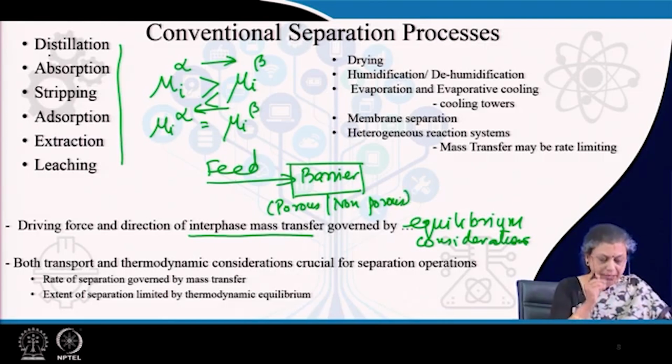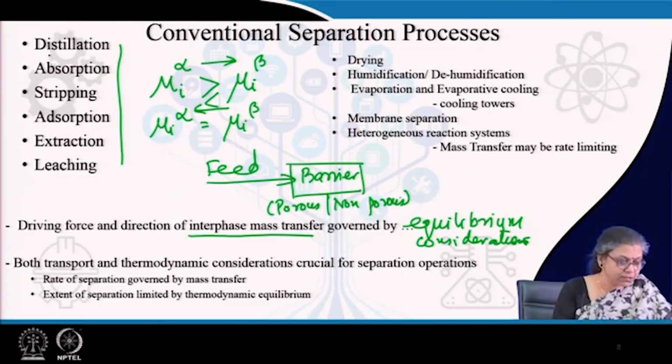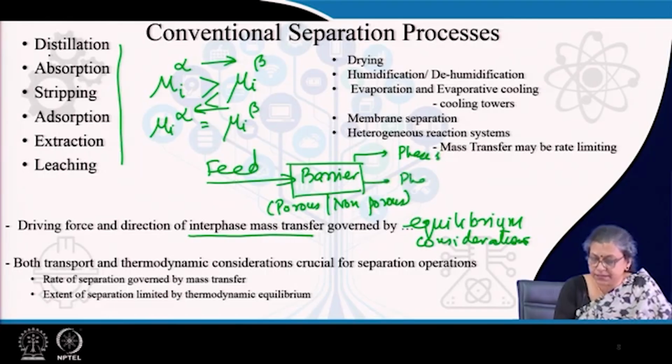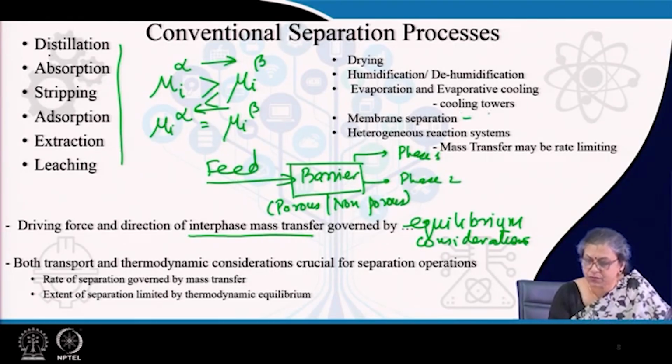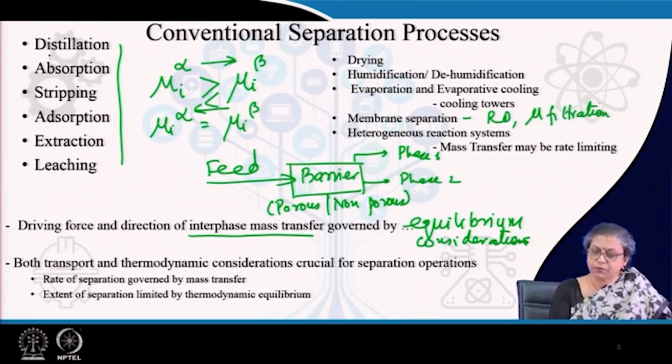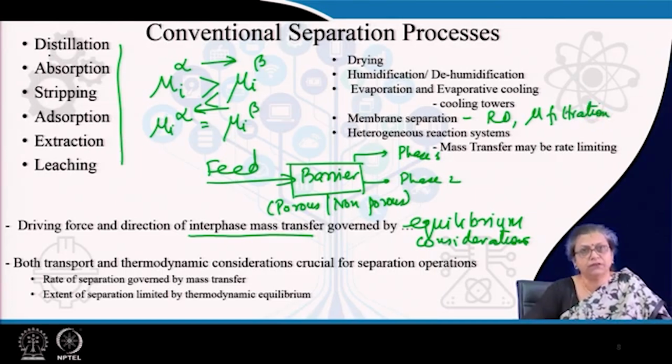This particular barrier either restricts or enhances the movement of certain species with respect to other species, and accordingly we get a phase 1 and phase 2. But again, among these membrane separation processes, we can have reverse osmosis, microfiltration, ultrafiltration, all sorts of membrane separation processes, but they are also not governed by any equilibrium considerations.